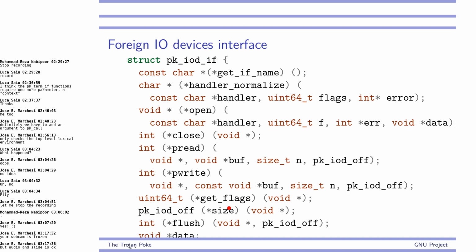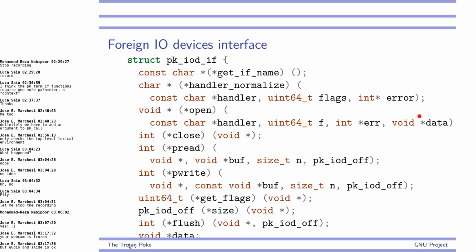You have to define a bunch of functions, for example, normalize, which tells whether this IO device is capable of opening this thing based on the handler. For example, the proc IO space looks for the prefix PID colon slash, and stuff like that, and flush.